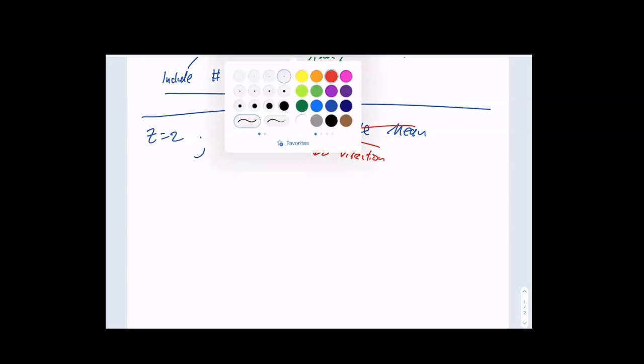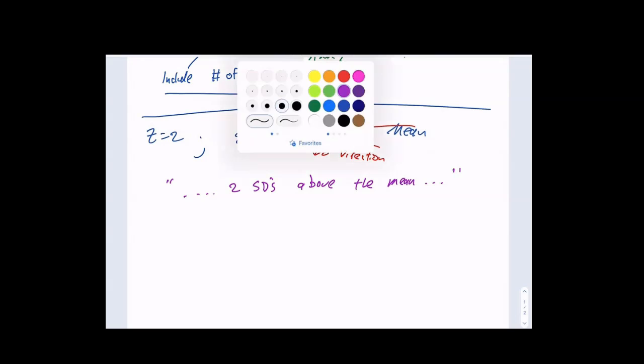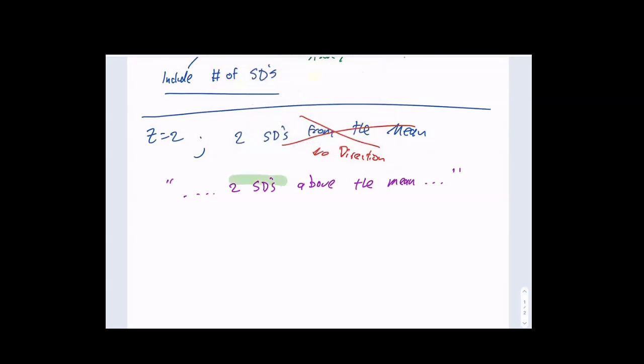The correct answer here would be 2 standard deviations above. And of course, you're going to have some sentences in the front and some in the back, like "above the mean..." But what I want to put in the forefront is that you say 2 standard deviations above the mean if the z-score is positive. You don't just say 2 standard deviations from the mean. You don't just say 2 standard deviations. You give me the direction and how far it is from the mean.